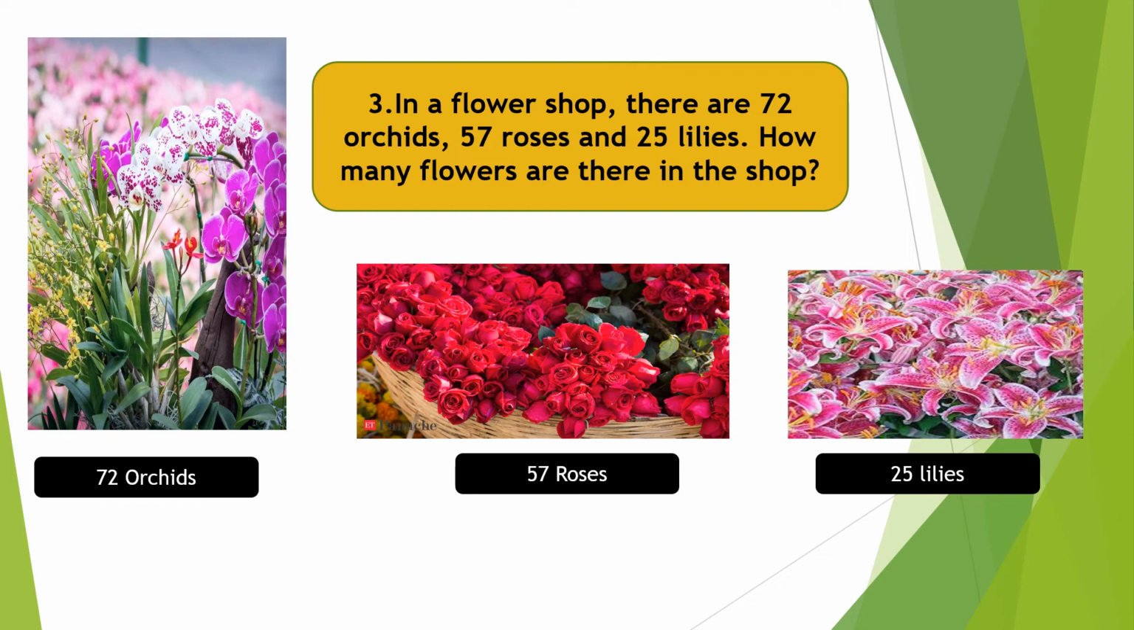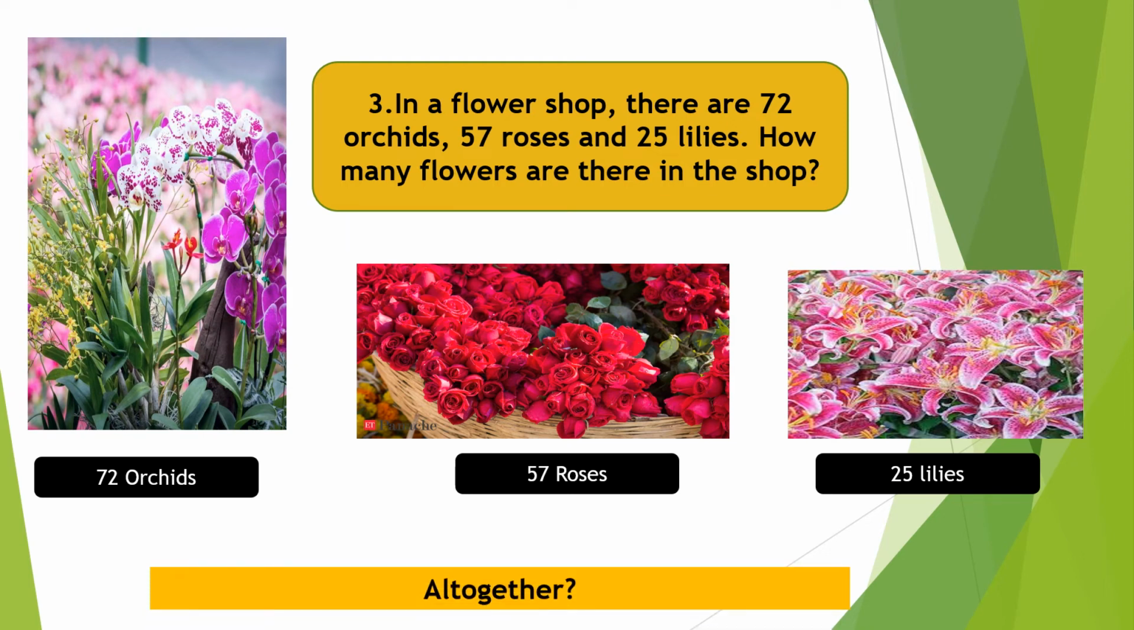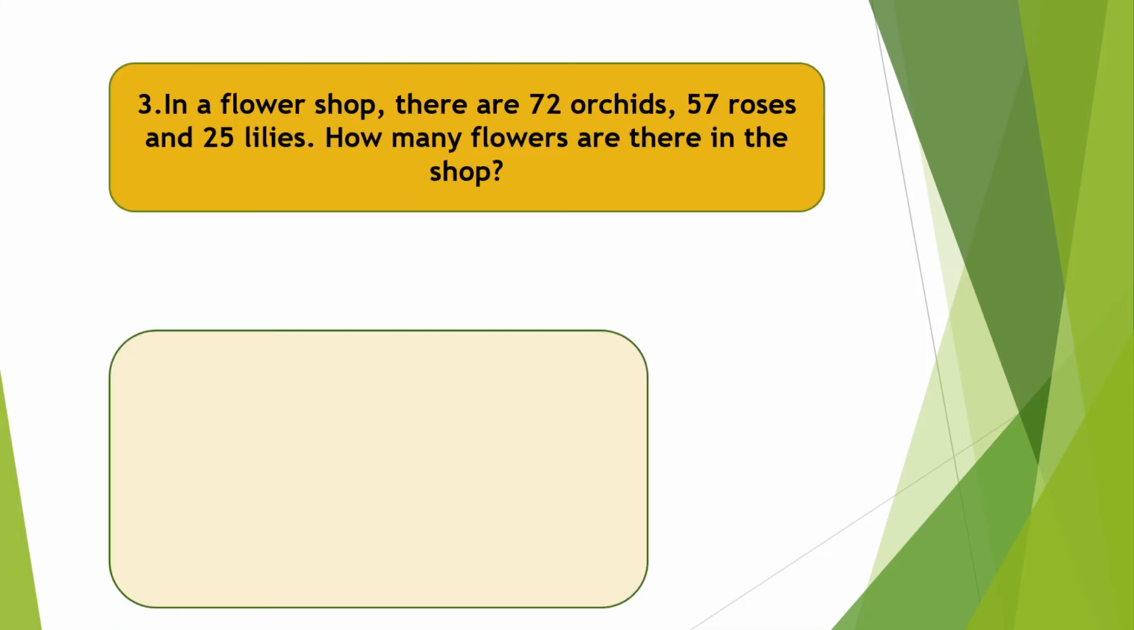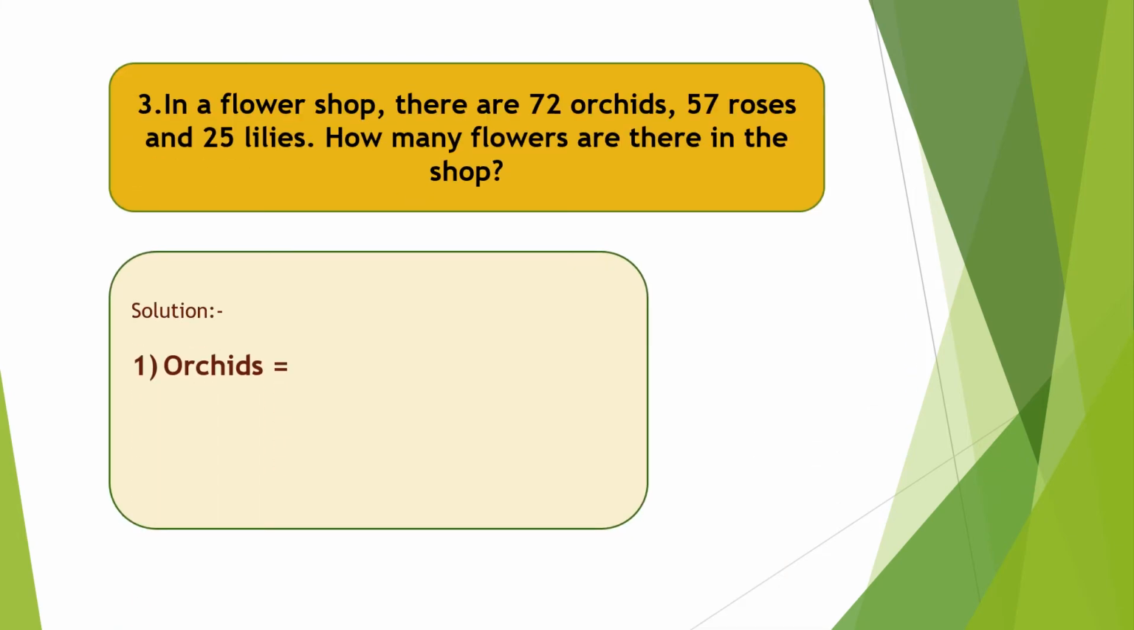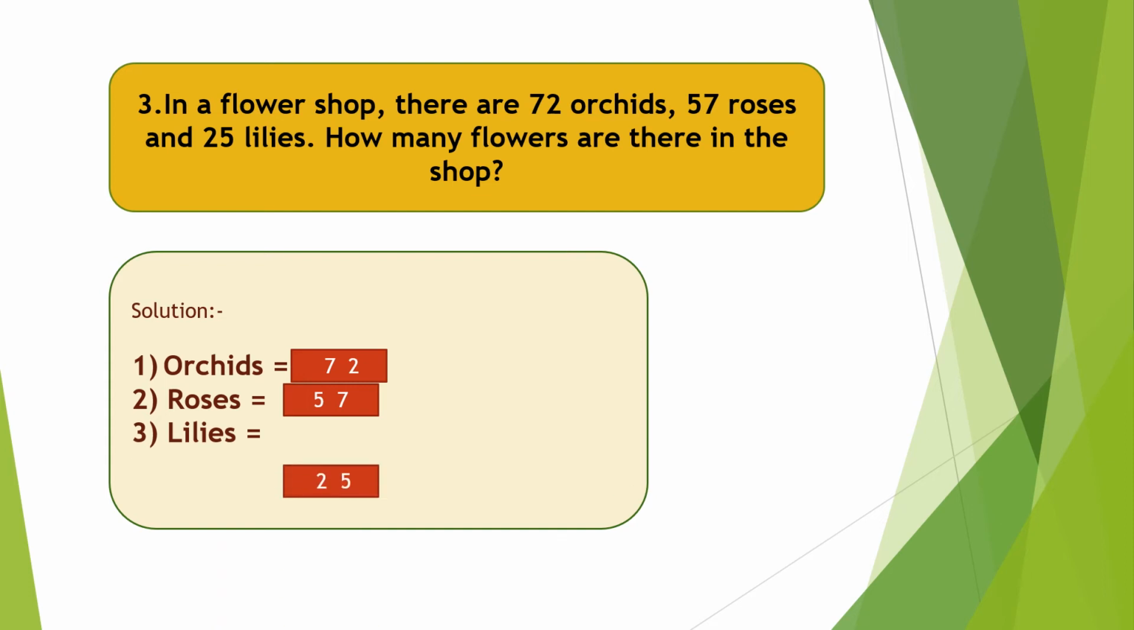So how many flowers are there in the shop? How will you understand? We need to find by adding 72 orchids plus 57 plus 25. So altogether how much? So let's write the solution. Number 1, orchids equal to 72. Roses equal to 57. Lilies equal to 25.